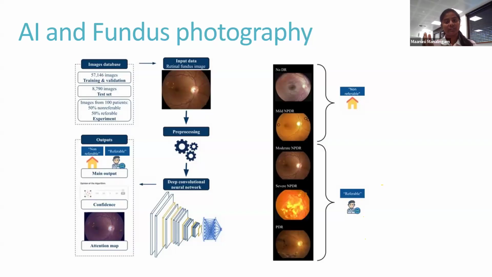So on the right side, if it is going to be mild and there is no problem, it's going to be non-referable, whereas all the others are going to be referable diabetic retinopathy.